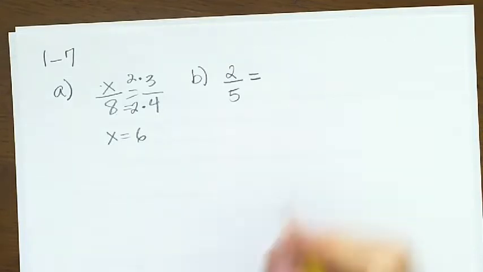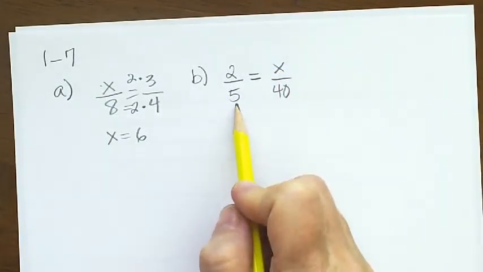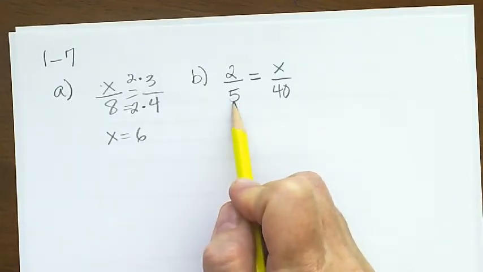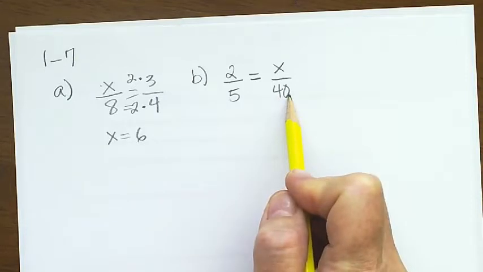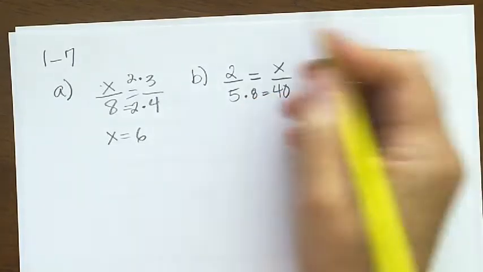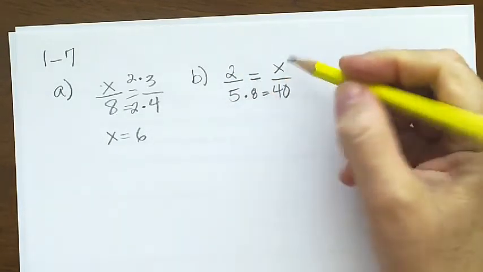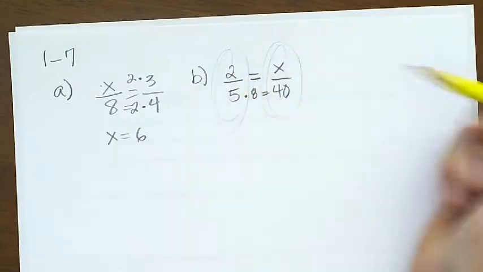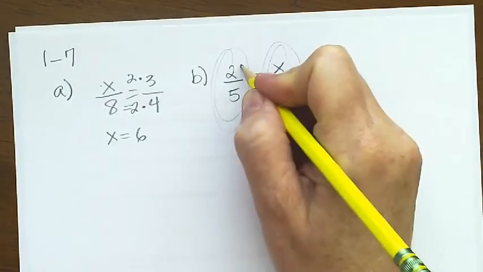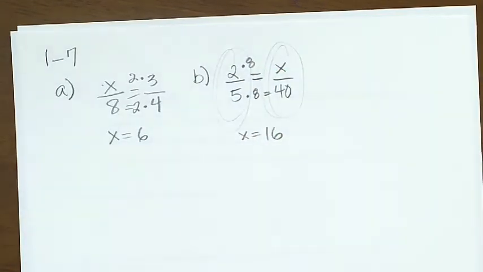So 2 over 5 equals what over 40? So I notice 5 is increasing to 40, and I'm going to ask myself, what am I doing to 5 to get 40? Well, 5 times 8 is 40. I'm going to do the same thing to 2. If there's an equal sign here, then this ratio is equivalent to this ratio. This is just more pieces of the pie. So I'm going to do 2 times 8, and x equals 16.